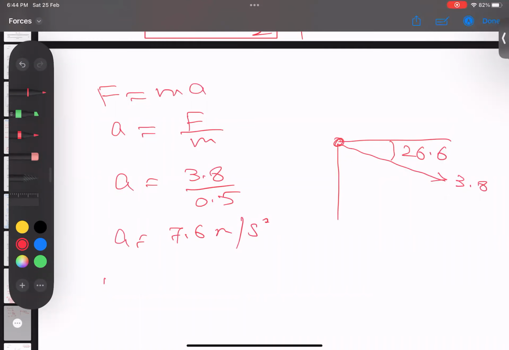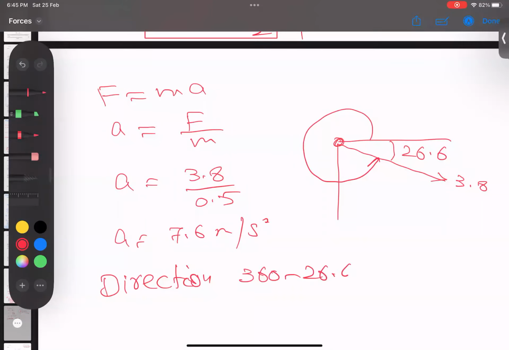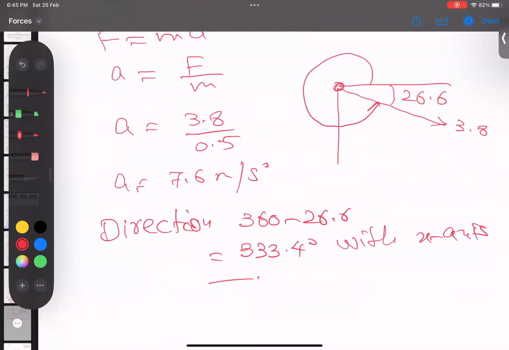Now we see which direction. The direction is 26.6. Wait a minute, we have two options. Either you count from here till here, or we can say with north. So we can say 360 minus 26.6, and the answer is 333.4 degrees with the x-axis. This is called the direction of the acceleration.